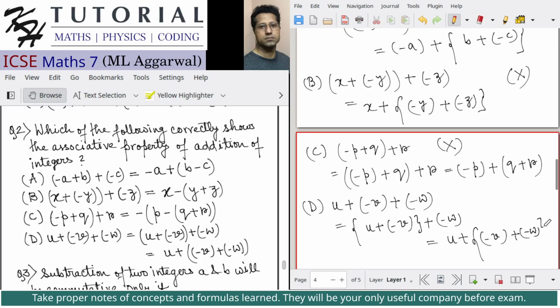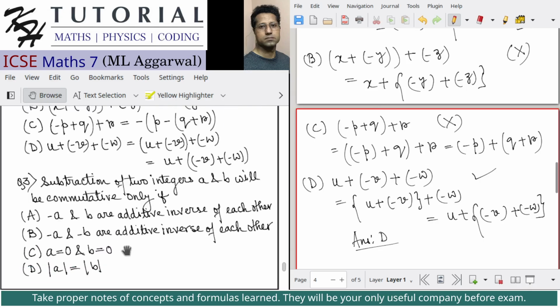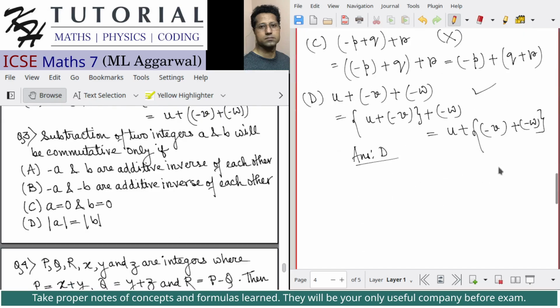So this is the correct demonstration of the associative property of addition of the three integers U, minus V and minus W, and you can see D is correctly showing that. So D is the correct demonstration of the associative property of the integers. Okay, so the answer is choice D. Let's see question number 3.